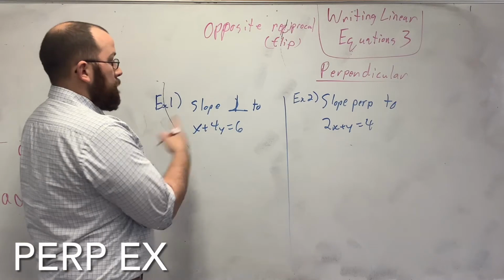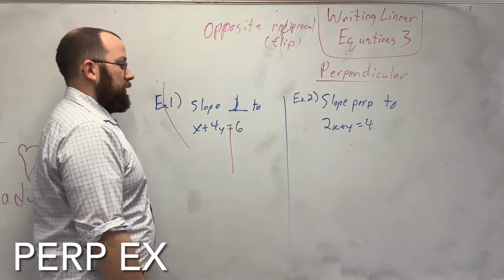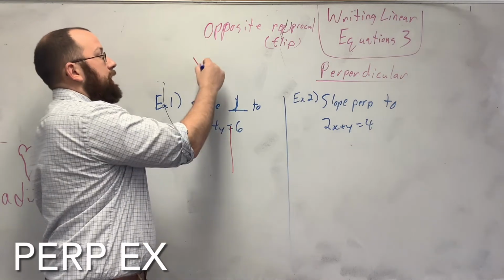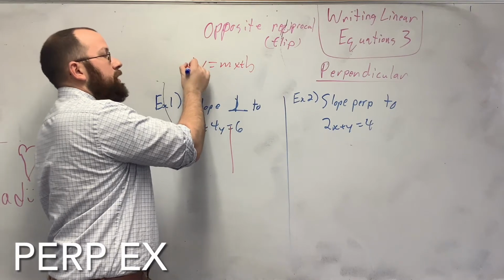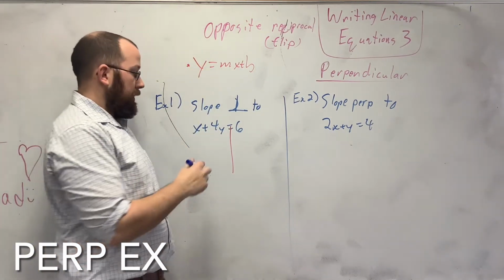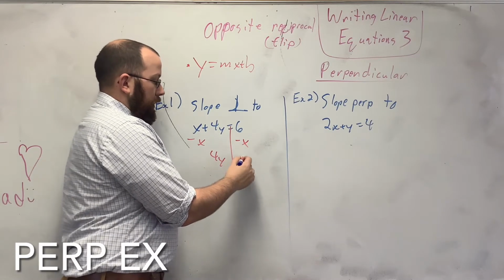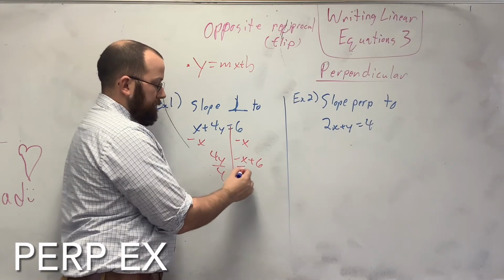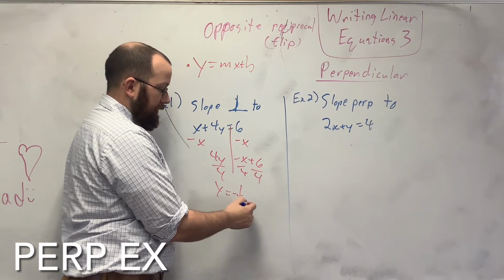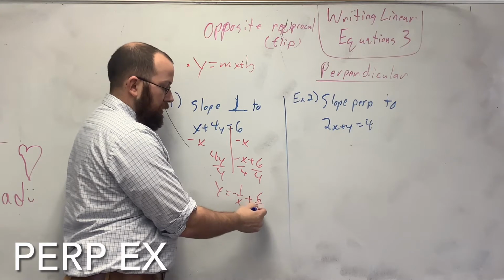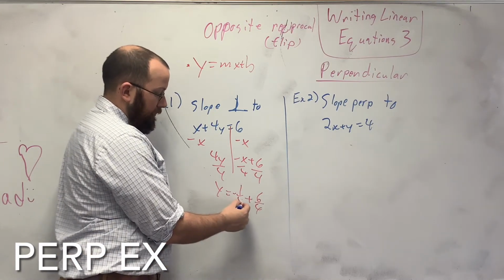I want to find a slope perpendicular to that. All right. So first thing I have to do is get it in slope-intercept form. You always have to have it in this form before you do anything. So subtract the x, divide by 4. Y equals negative 1/4 x plus 6/4, which I don't really care about in this case. Oops, sorry. Negative 1/4 x.